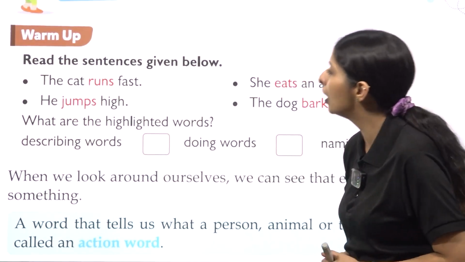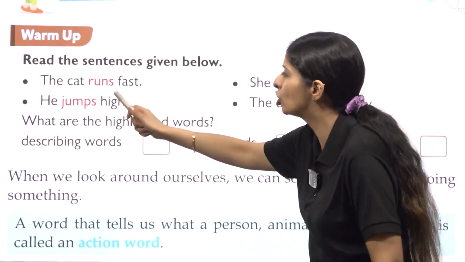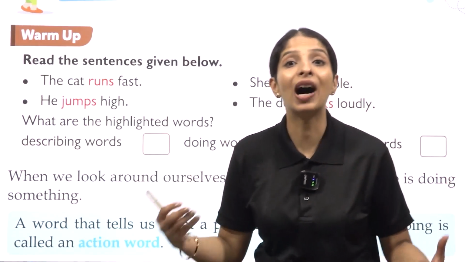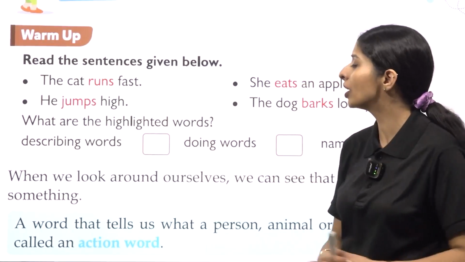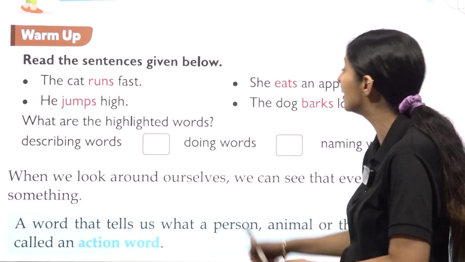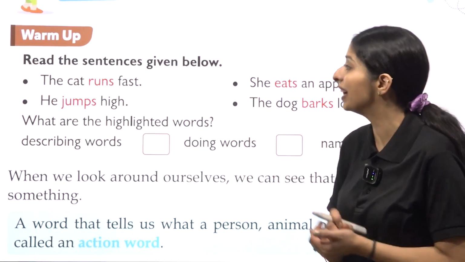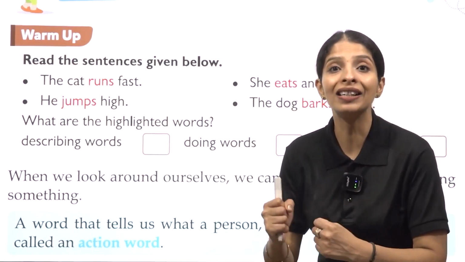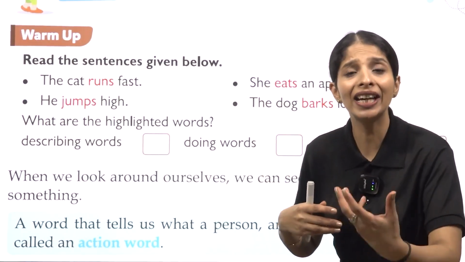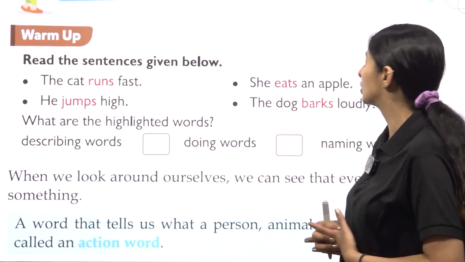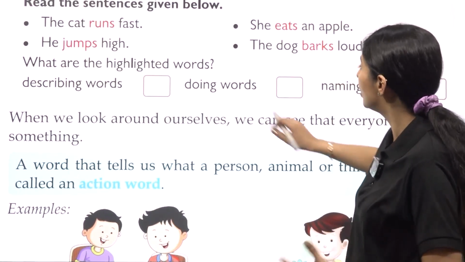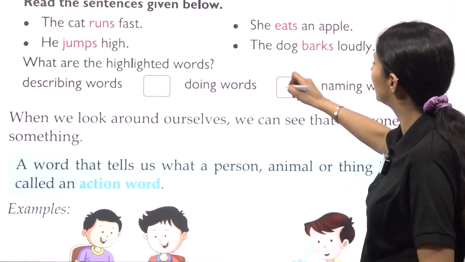Read the sentences given below. The cat runs fast. He jumps high. She eats an apple. The dog barks loudly. What are the highlighted words? Are they describing words, doing words, or naming words? These are doing words. It tells us what the cat is doing. Runs. What is he doing? Jumps. What is she doing? She eats an apple. The dog barks loudly. So all these are what? They are doing words. So you will tick it.